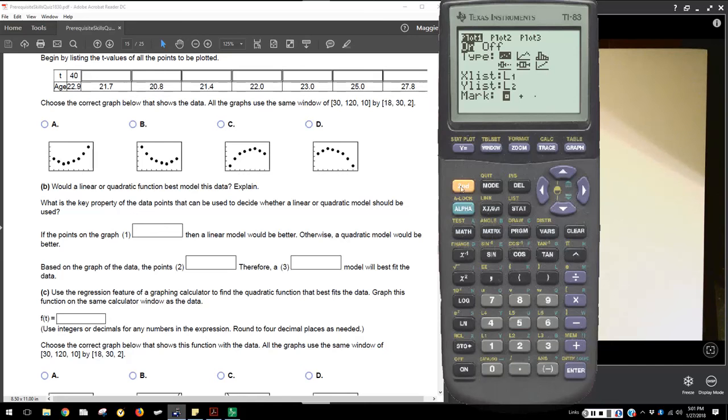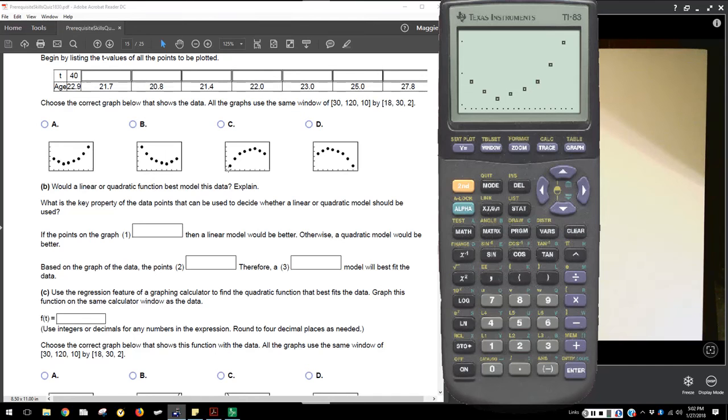We're going to go zoom and then scroll down to number 9, zoom stat. Because we use the stat button to enter the data, we're going to have it zoomed to fit the data we put on the stat button. And this is the graph that we see.